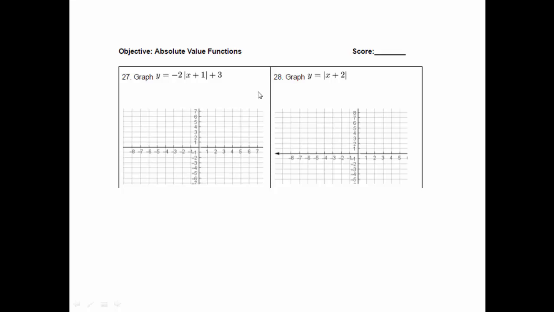Okay, this next objective is absolute value functions. Number 27 says to graph this function. So does 28. We know that if we have an absolute value function, it is going to look like a V either way. So just keep that in mind.